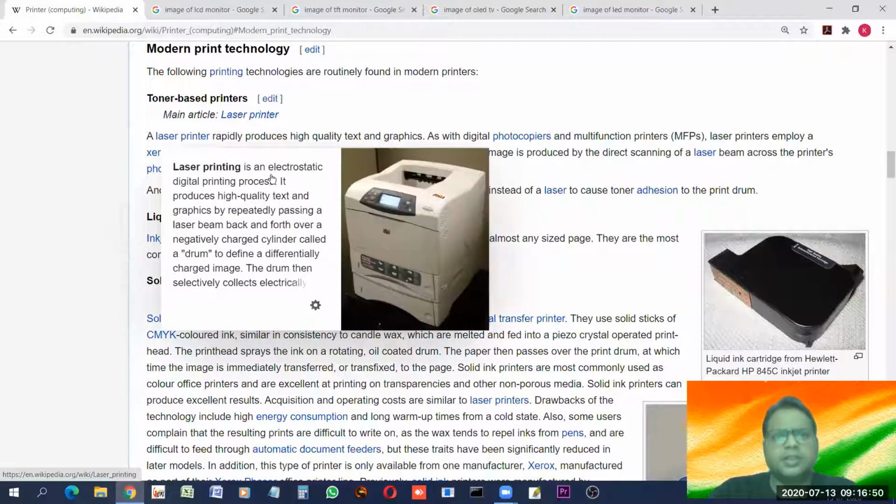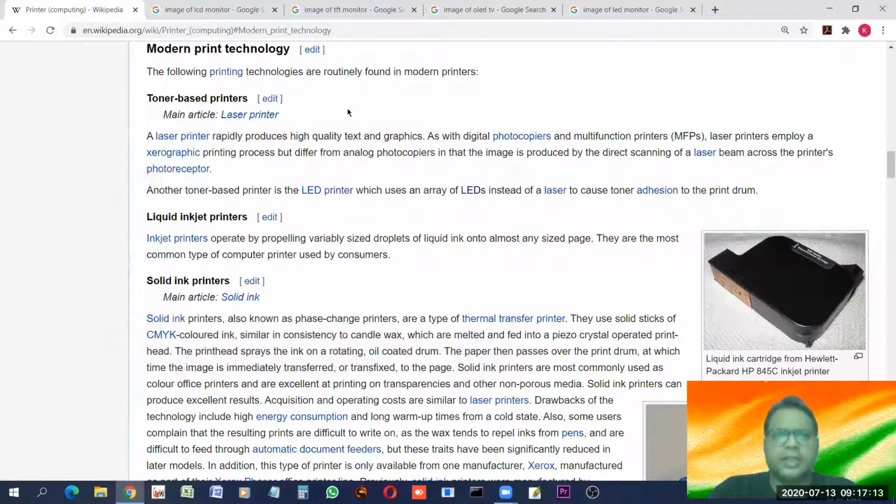Laser printing is an electrostatic digital printing process. It produces high quality text and graphics by repeatedly passing a laser beam back and forth over a negatively charged cylinder called the drum. To define a differentially charged image, the drum then selectively collects the toner and prints it over the paper. So this text is so much technical. Let me simplify it and tell you what a laser printer is.